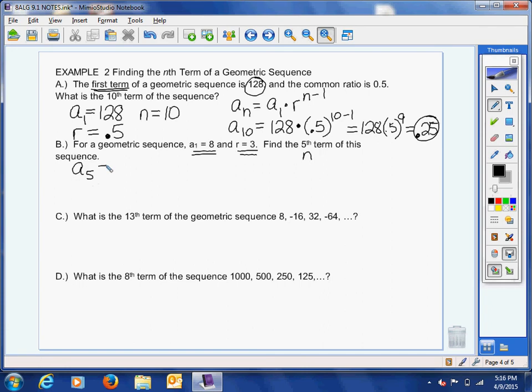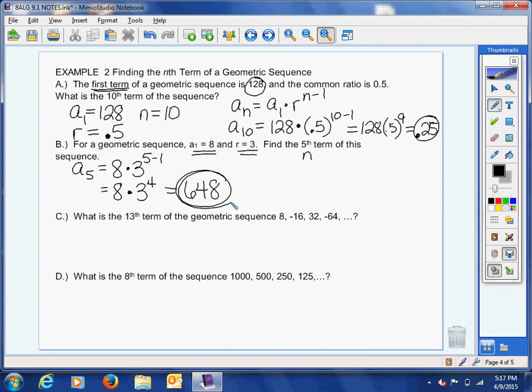I'm trying to find the 5th term. My first term is 8. My common ratio is 3, and I need to raise it to the 5 minus 1 power. So in your calculator, this is how it should look. You should put it in as 8 times 3 raised to the 4th power. And what is that 5th term in that sequence? You're right. The number 648. Great job. That's how you do it.